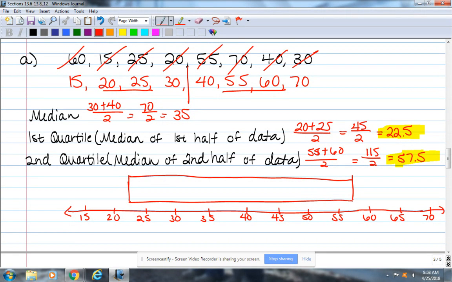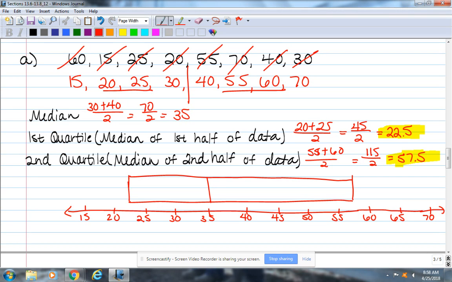Right, that line goes inside the box. So the median does not have to be in the dead center of the box. It can be anywhere as long as it's inside the box, and it is. 35 is right here. Okay? So this longer side of our box just means the data is more spread out in this quartile. That's all it means. Do y'all remember how to get the whiskers?